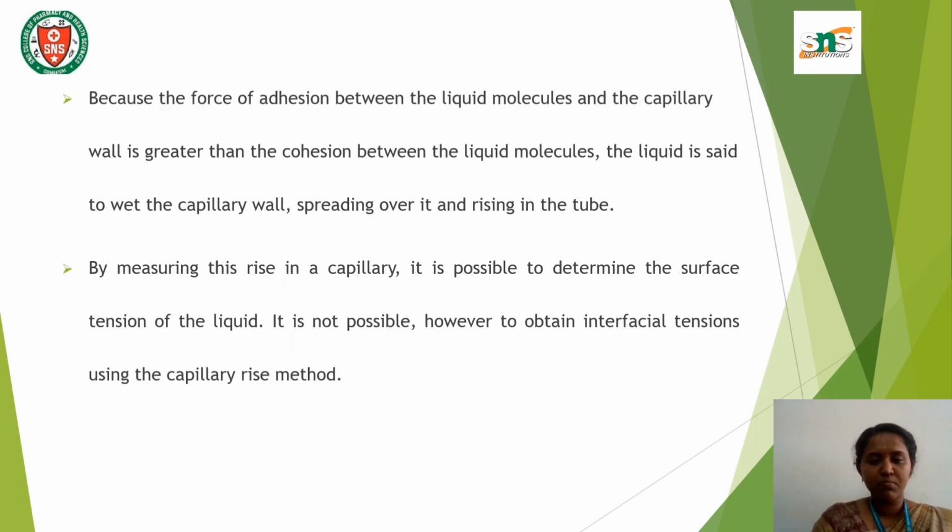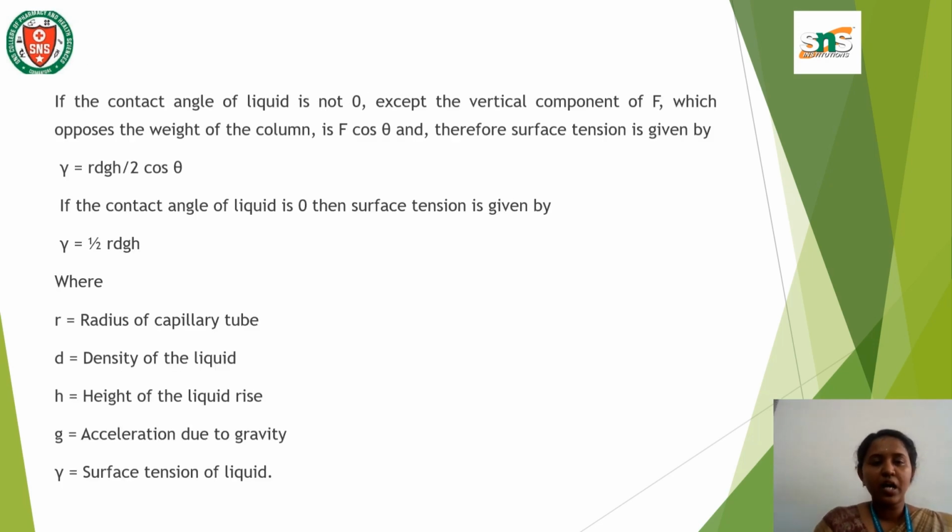In the capillary rise method, because the force of adhesion between the liquid molecules and the capillary wall is greater than the cohesion between the liquid molecules, the liquid spreads over the capillary wall and rises in the tube. By measuring the rise in the capillary, it is possible to determine the surface tension of the liquid. It is not possible, however, to obtain interfacial tension using the capillary rise method. If the contact angle of the liquid is not zero, the vertical component of F, which opposes the weight of the column, is F cos theta.